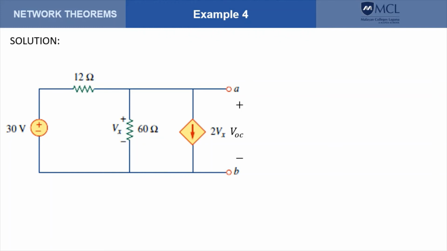Now take note that VOC here is also the voltage V sub X because A and B is parallel with 60 ohms. So therefore, that makes VOC equals to V sub X. Now to solve for V sub X, we need to know the current here. So let's specify currents so that we can get V sub X. So let's say I have here current, also have here current. So these are arbitrary currents.